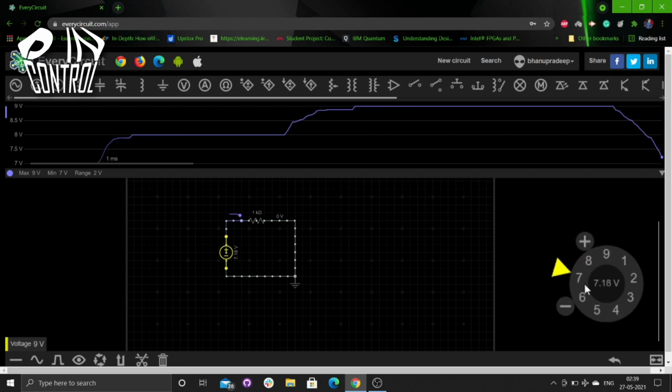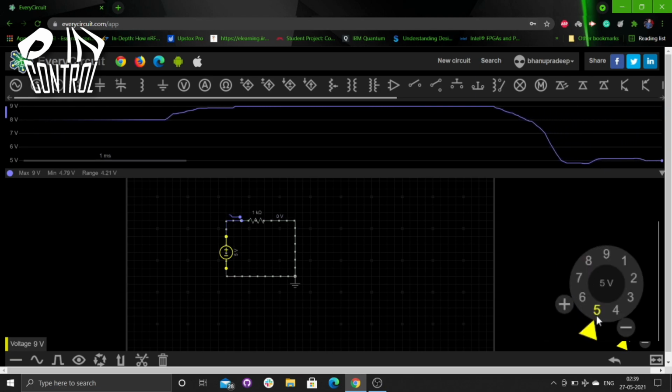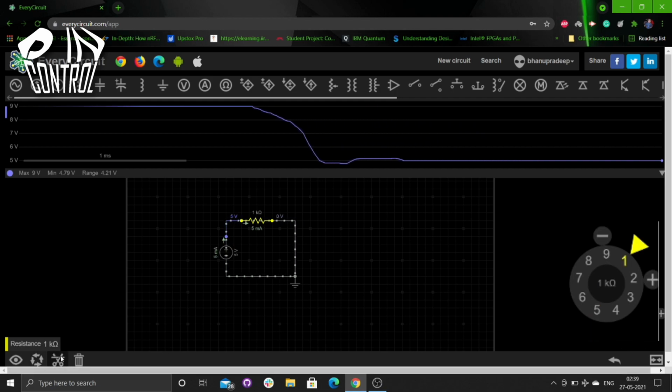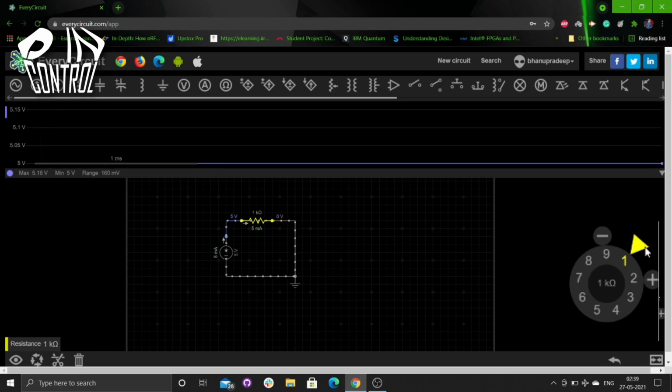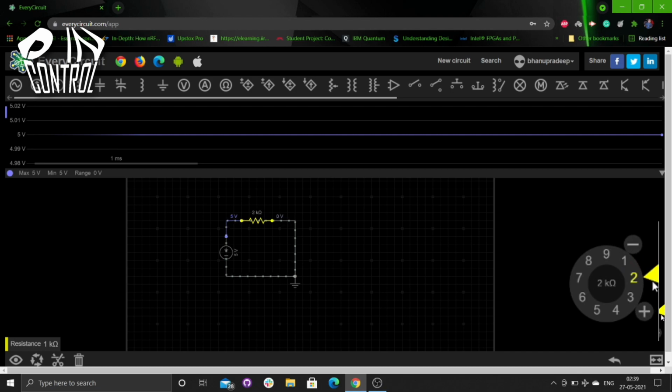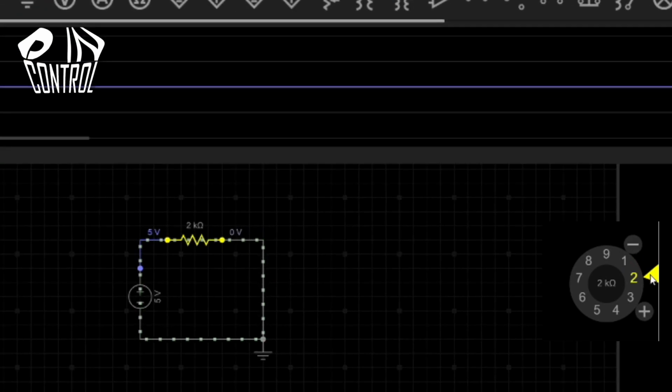Now let us check what happens by keeping the voltage constant at 5 volts and varying the resistance. At 1 kilo ohm for 5 volts, it gives 5 milliamps. For 2 kilo ohms, the current is 2.5 milliamps. It is reduced to half. So by keeping the voltage constant and increasing the resistance, the current decreases.